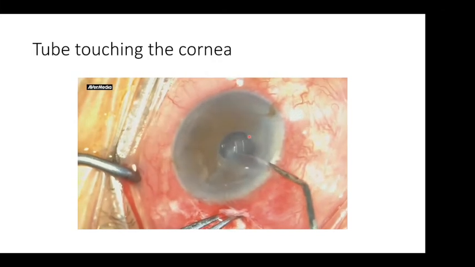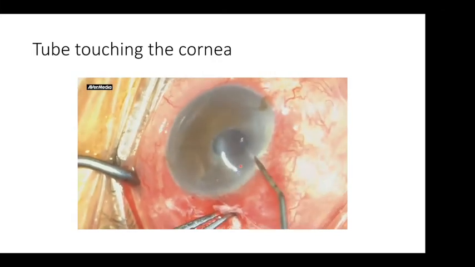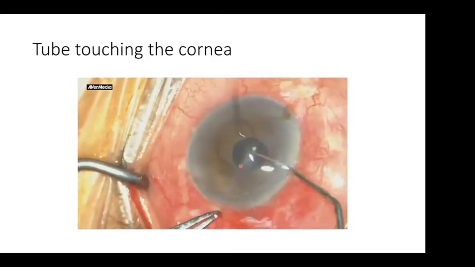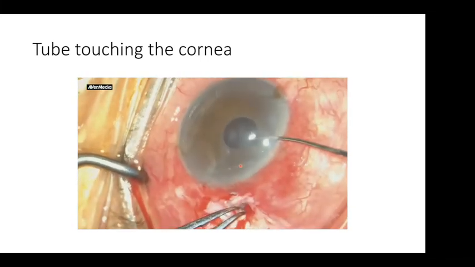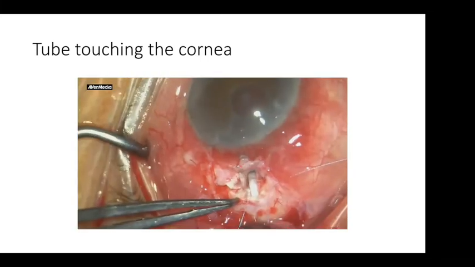Then I want to have adequate length. Otherwise, the valve might go behind the IOL. And what's the problem of the valve behind the IOL? There is a possibility of vitreous occlusion.